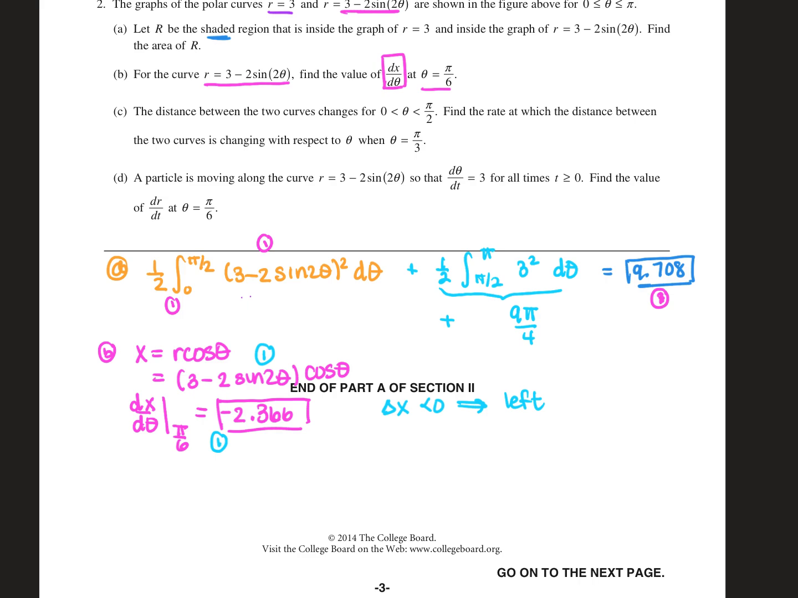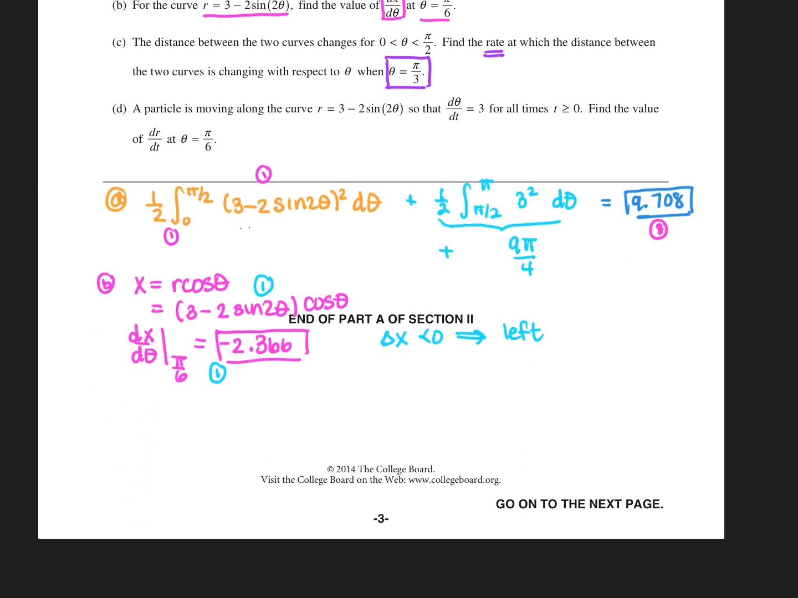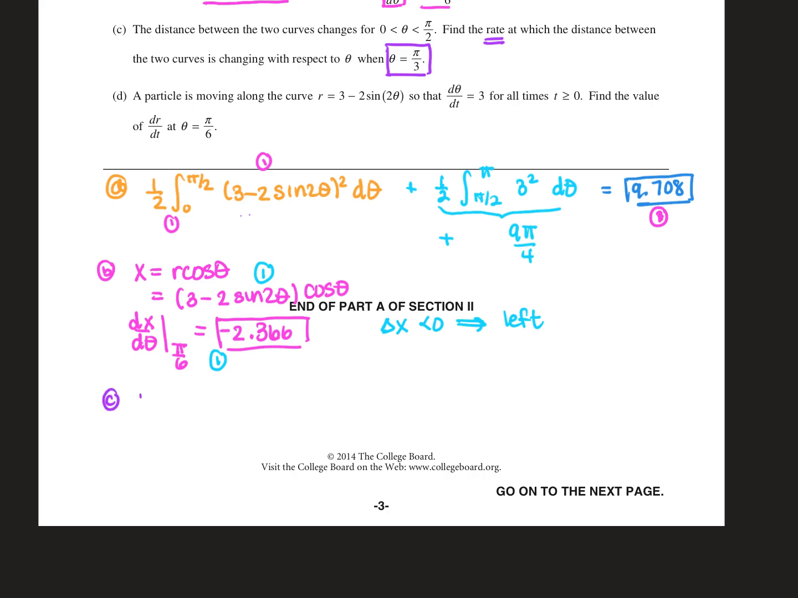Part C. The distance between two curves changes. Find the rate at which the distance between the two curves changes at pi over 3. Okay, so let's back out of our graph. We're looking right here, and the distance between the curves is changing. The bigger curve is r equals 3, the smaller curve is this. We don't need to use the distance formula because r is the distance between the pole, between the curve and the origin. So all we need to do is subtract those two. So the distance that we're concerned with is 3 minus 2 sine 2 theta.